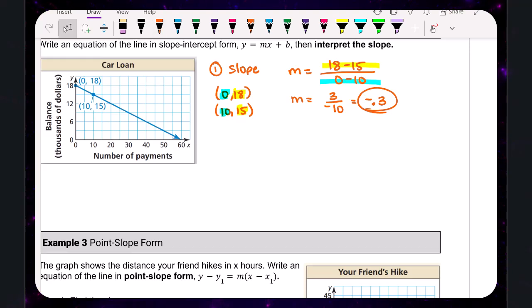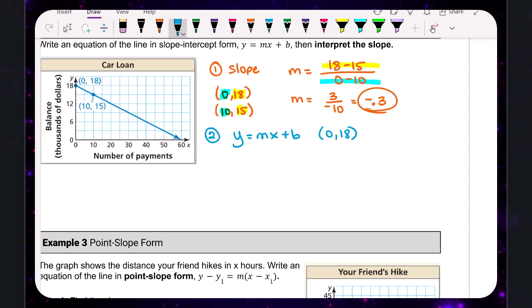Okay, second thing we're going to do, I'm going to change colors. We are going to find the y-intercept, which is b. For us to be able to find b, we have to plug in one of these points. I'm going to just choose 0 and 18. It does not matter. So that's our x, that's our y, and our slope is negative 0.3. Take those 3 things, plug it in over here.